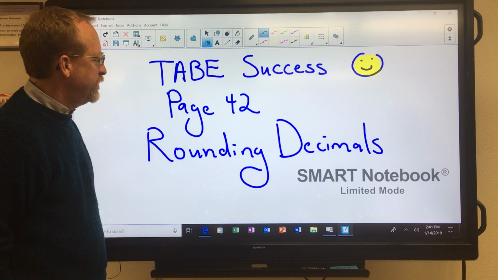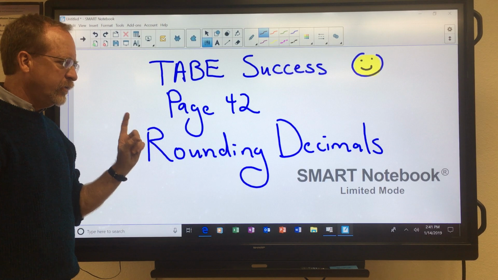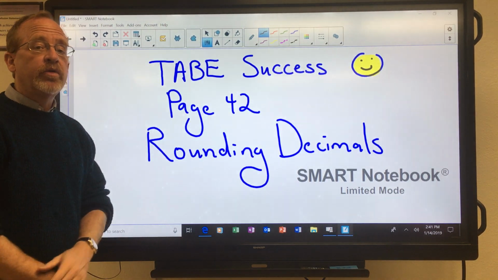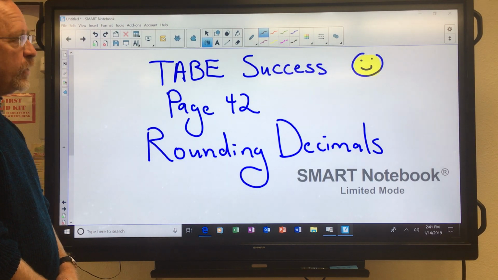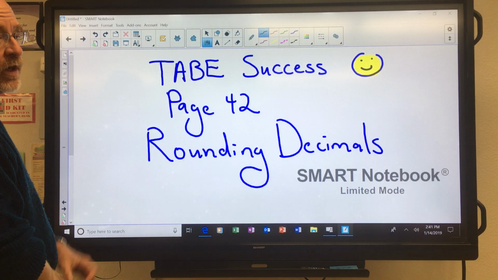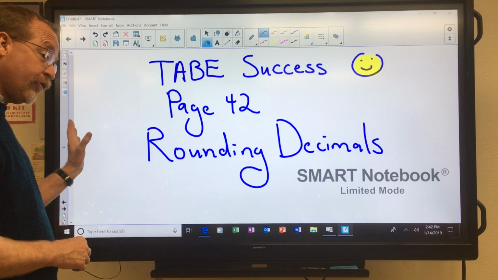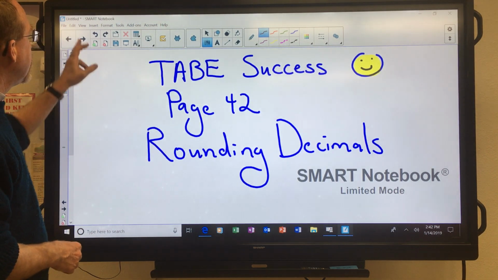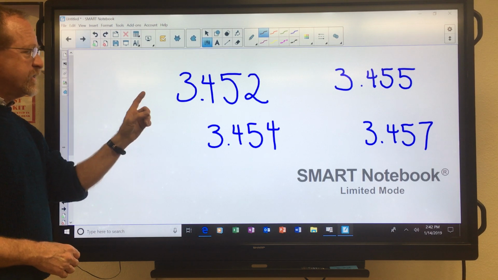All right, so we're continuing to work with decimals, and we're in your TABE Success book, page 42, and we're rounding decimals. Now, we have done rounding before. If you look back on page 12, we did rounding with whole numbers. And the principle is the same. So if you'd like to look at page 12 first and then continue with this lesson, you might find that helpful. So let's say that you have to round this off.